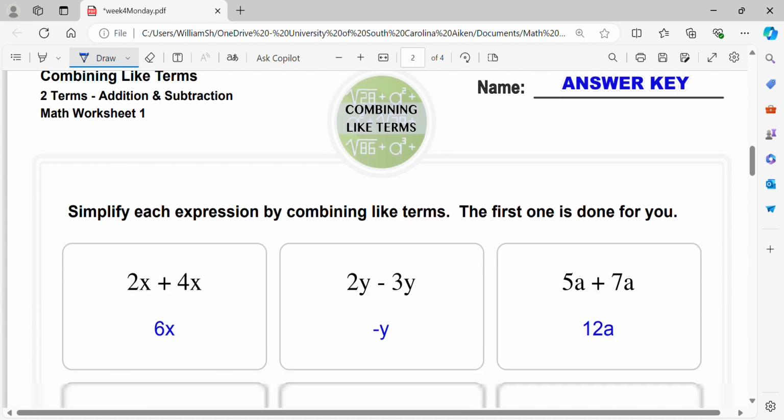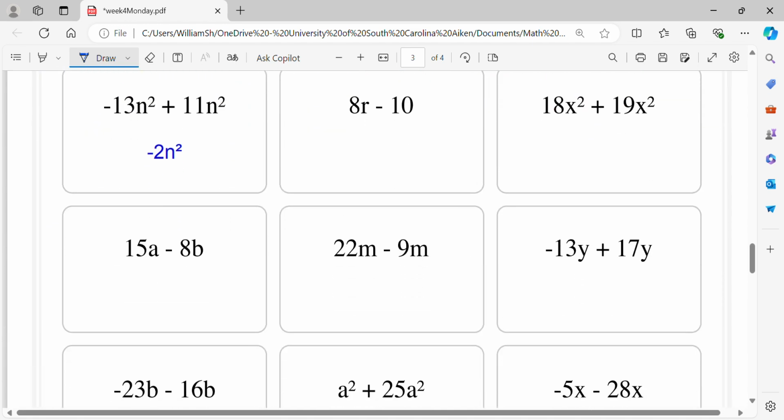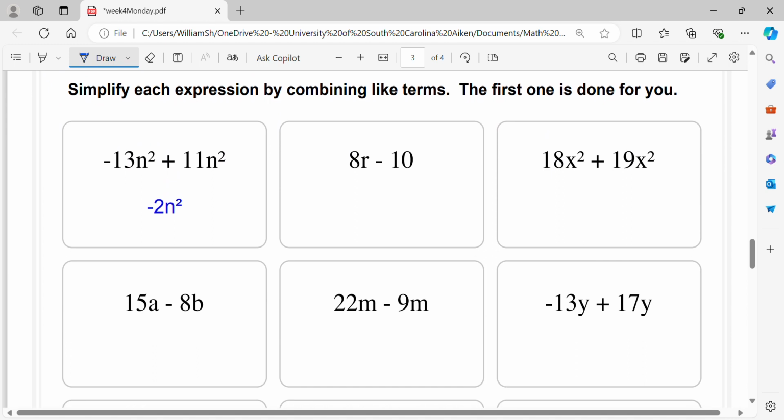Alright, so that went pretty easy. Let's see if we can complicate it a little bit. Another worksheet here. We want to simplify by combining like terms. We'll go ahead and start out with a little bit harder one that looks a little different. This is negative 13n squared plus 11n squared.